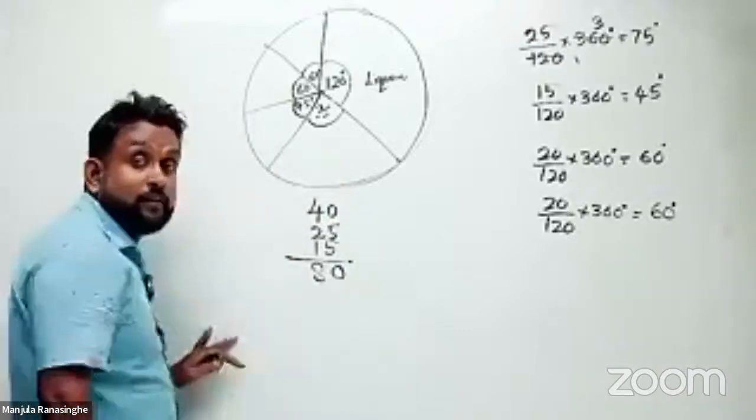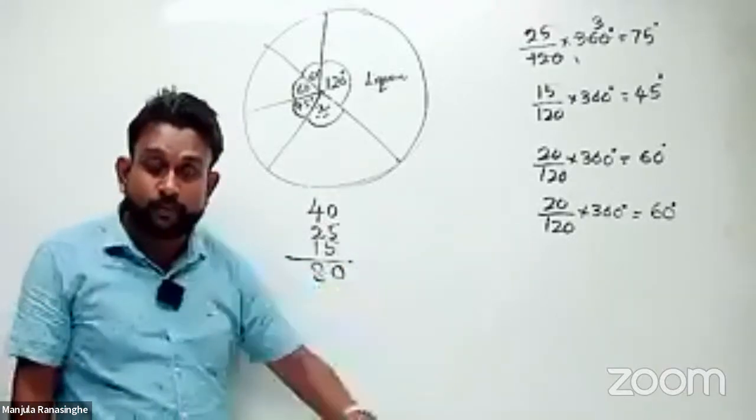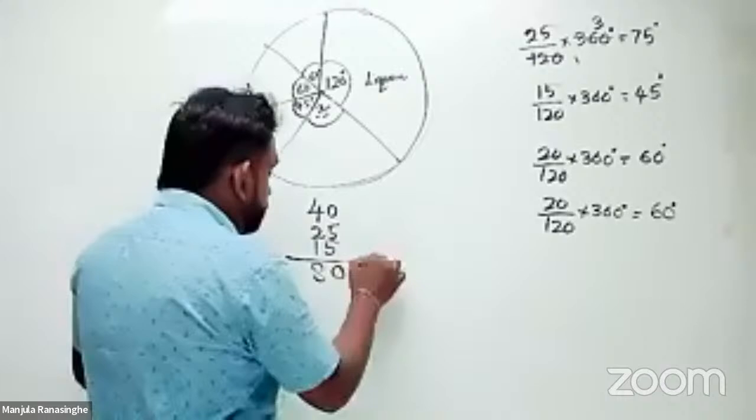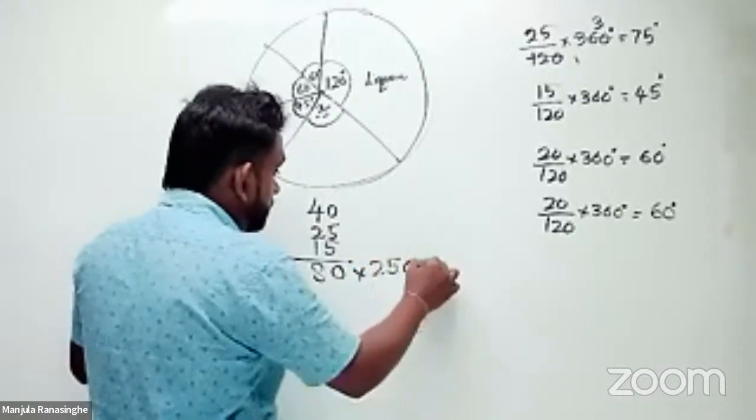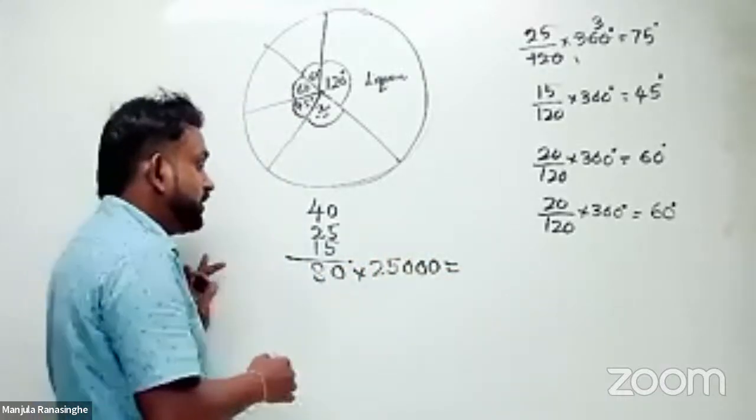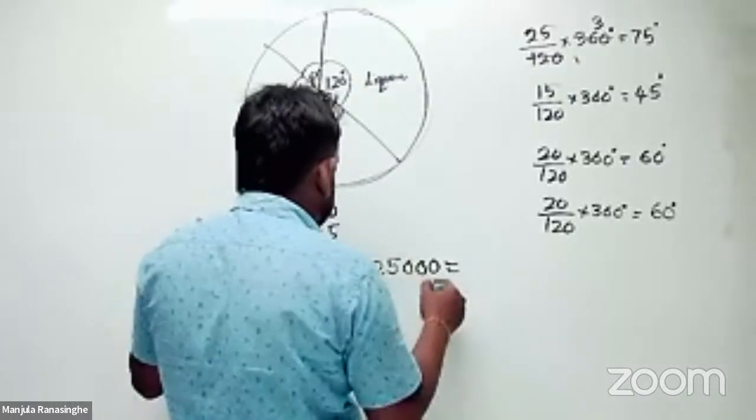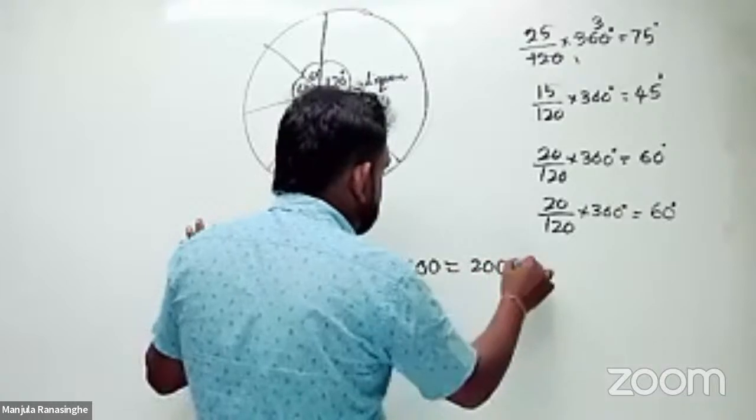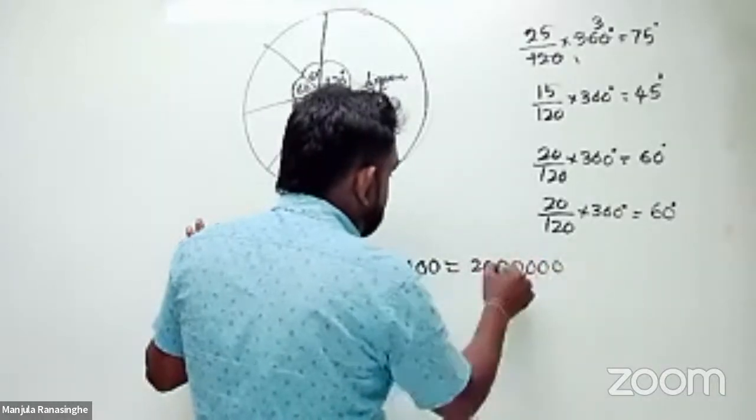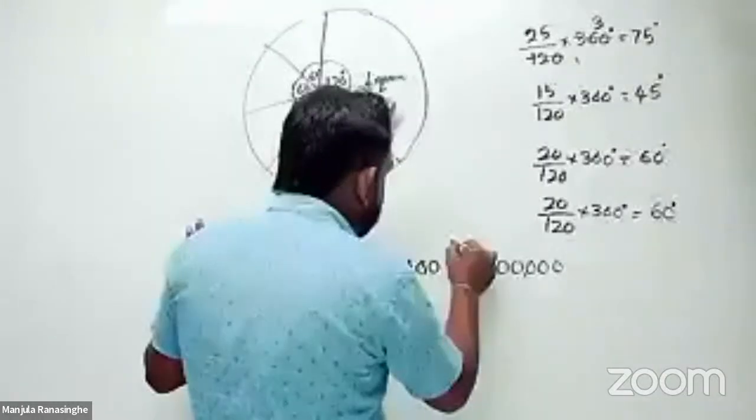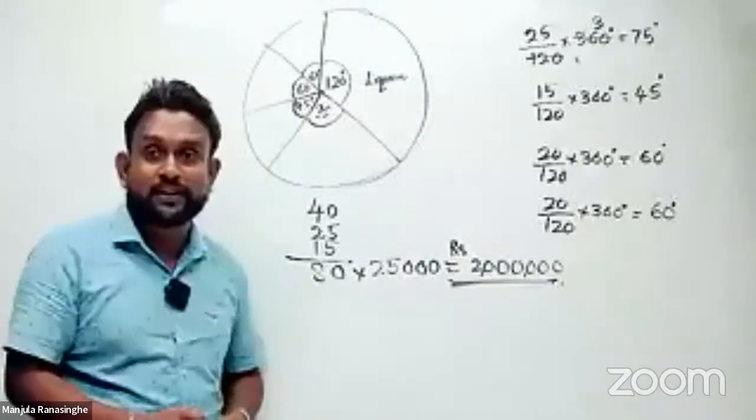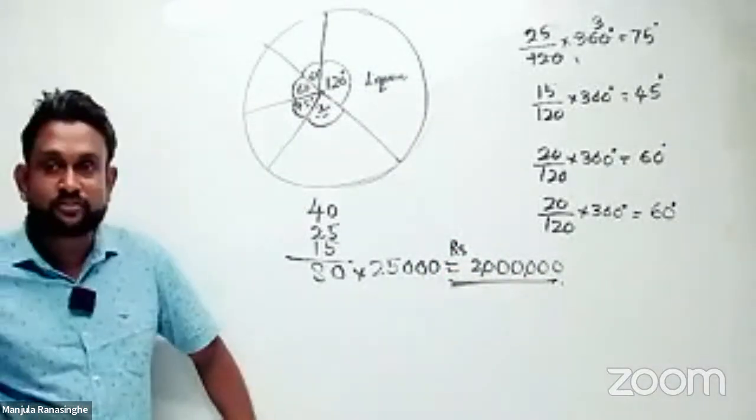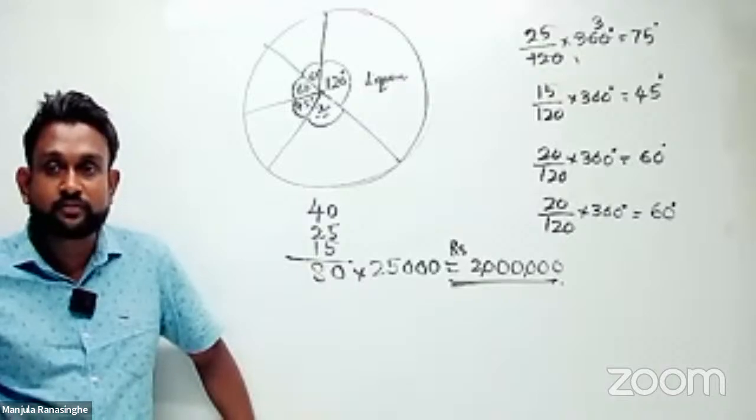80 drivers are at fault. So how much is the fine per person? 25,000, right? Then 25,000 into 80 gives you 2 and 6 zeros, right? That means rupees 2 million. A 2 million fine has come, right? So that is the fourth part.